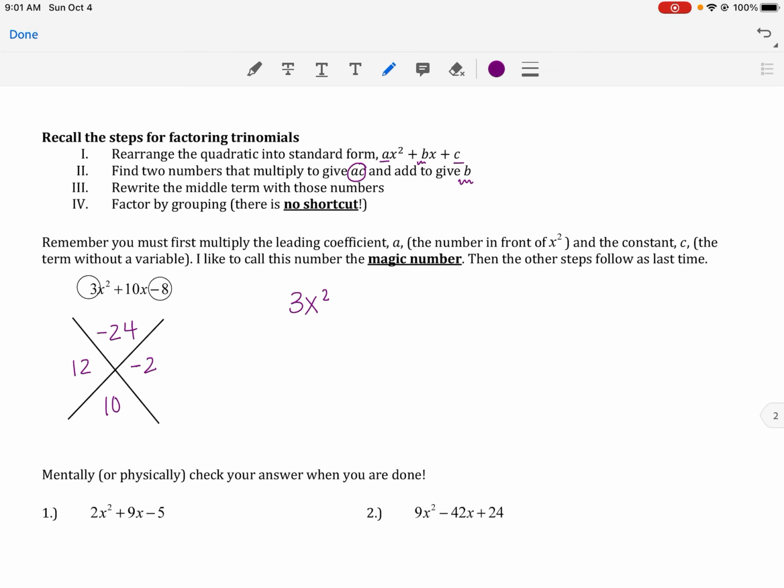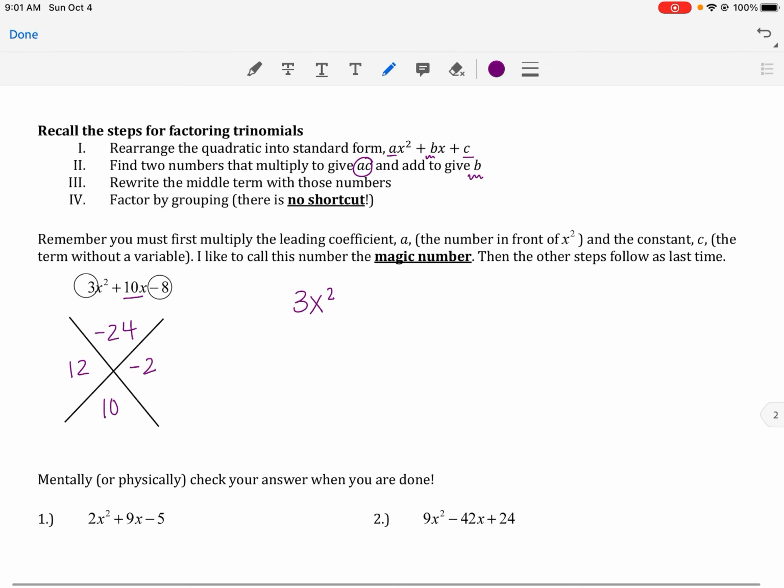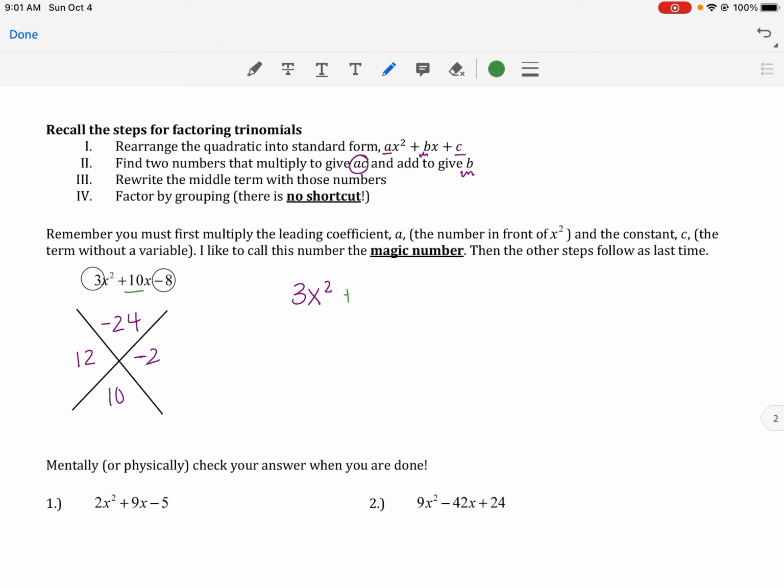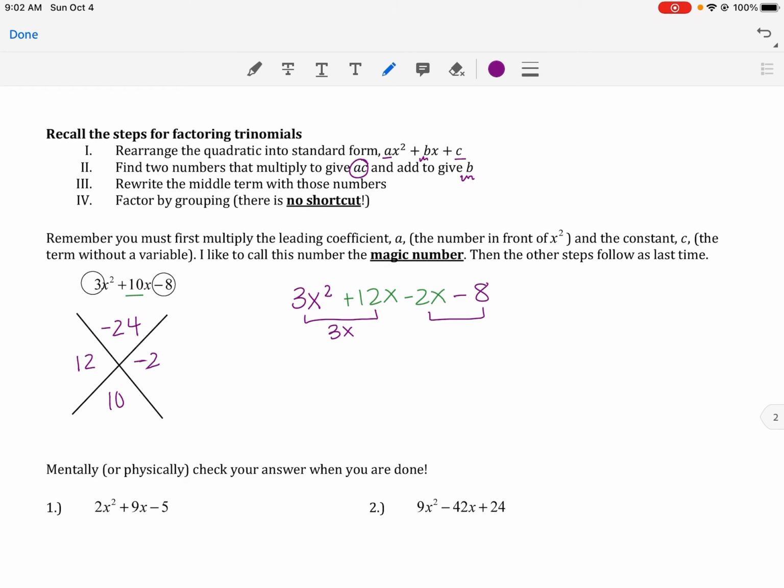Okay, great. So we're going to go ahead and we're going to rewrite this 10x, right? Maybe I'll even do it in different colors so you kind of remember what's going on. The 10x we're going to write as 12x minus 2x, okay? The negative 8 at the end doesn't change, but now I'm going to do my grouping. So the GCF of 3x squared and 12x is a 3x, so divide both of those terms by 3x. 3x squared divided by 3x is x, 12 divided by 3 is 4, x divided by x is just 1, so that's x plus 3, x plus 4. There's a 3x out front.